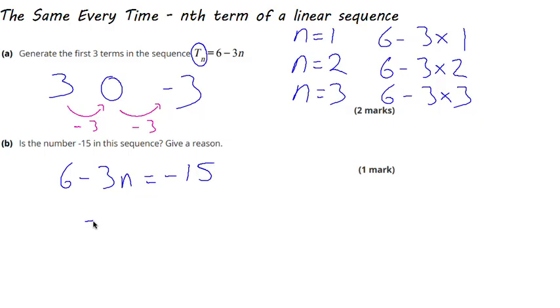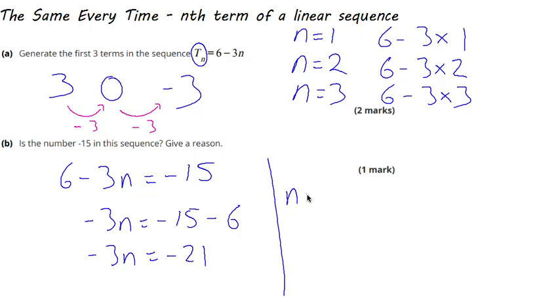So we can try to solve this. So negative 3n is negative 15. Positive 6 at that side can take away 6 from this side. So negative 3n equals negative 21. So that would give me n equals negative 21 divided by negative 3, which is 7. So again, that's another way of looking at it. The 7th term would have a value of negative 15.